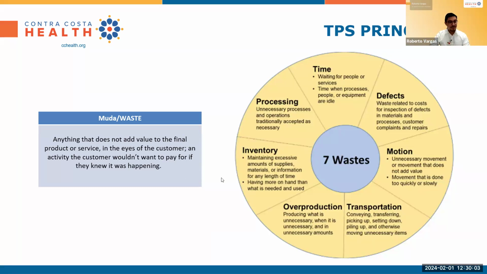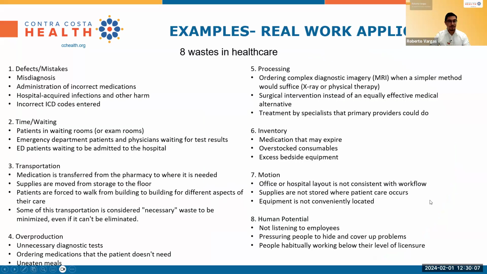Okay, now moving into the next one, I wanted to provide additional examples here. I labeled 7, and those are the original Toyota production system wastes. And then there have been additional wastes, as Dennis had mentioned. To add on to that, you'll see number 8, human potential. Examples include not listening to employees, pressuring people to hide and cover up problems. My goodness. People habitually working below their level of licensure.